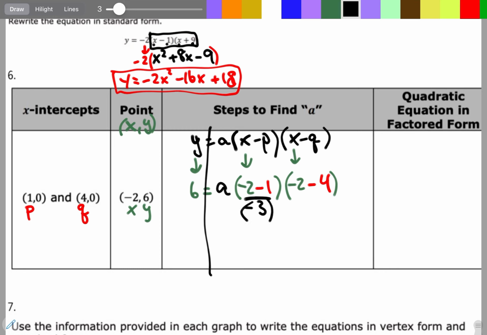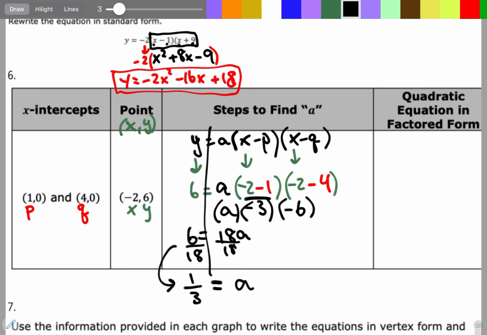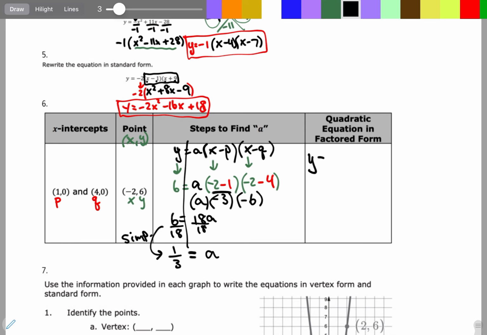Negative 3. Negative 6. That's going to be 18a. Divide by 18 on both sides. 1 over 3. That's called simplifying. So for my final answer, I have y equals 1/3, x minus 1, x minus 4.